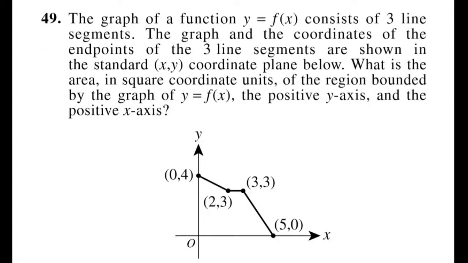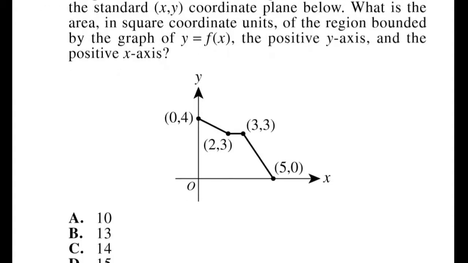49. The graph of a function y equals f of x consists of 3 line segments. The graph and the coordinates of the endpoints of the 3 line segments are shown in the standard xy coordinate plane below. What is the area in square coordinate units of the region bounded by the graph of y equals f of x, the positive y-axis and the positive x-axis? So they are asking us to essentially find the area of all of this space right here. How can we do that?